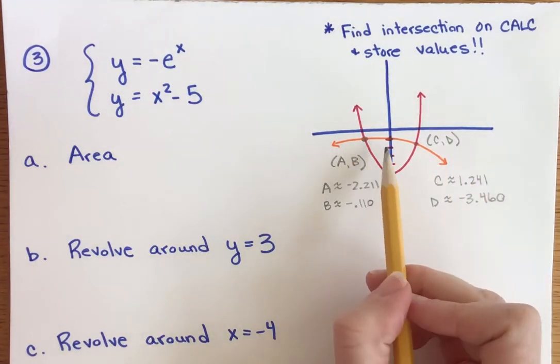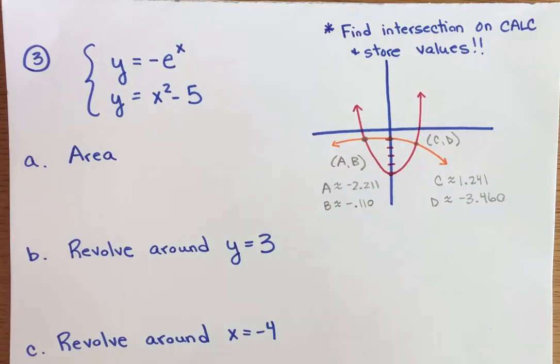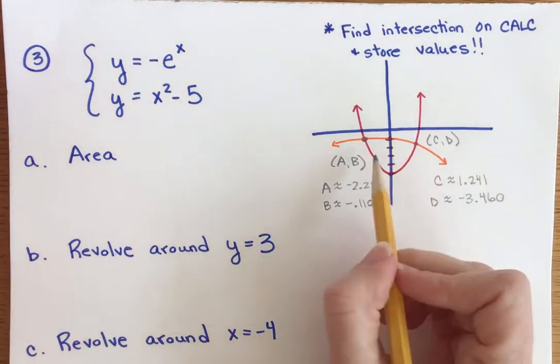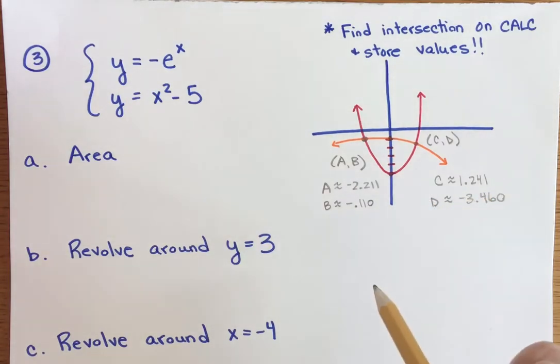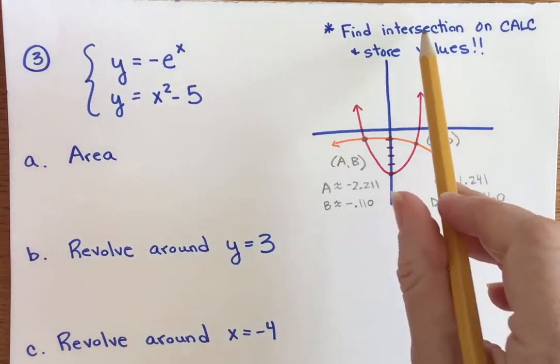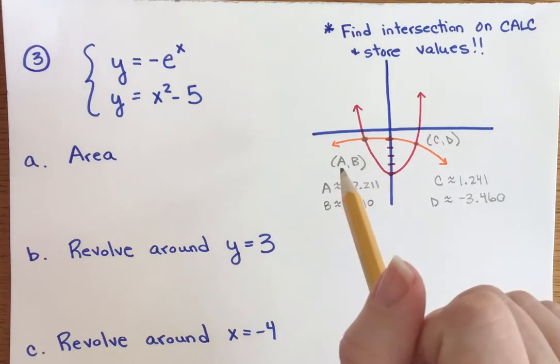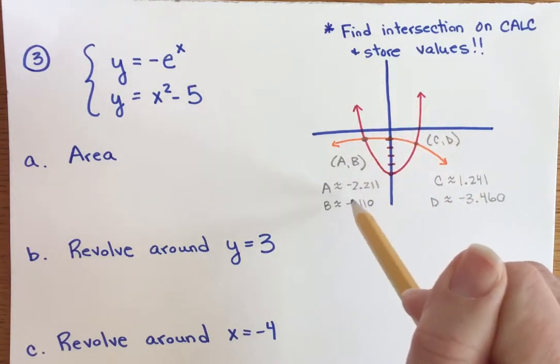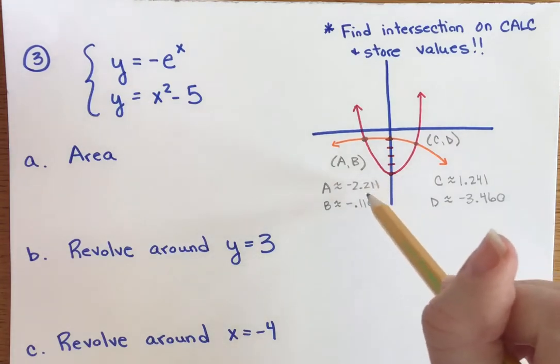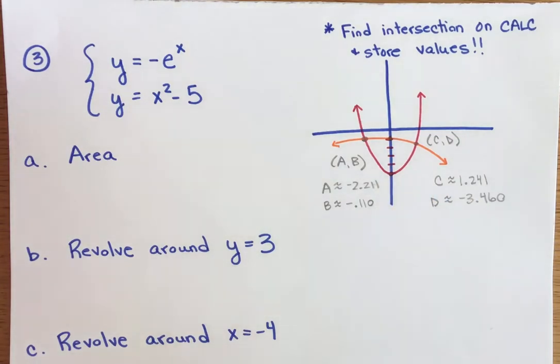The first thing you should do is graph both of these functions on your calculator. We do not actually have the ability to find our intersection points using our Algebra 1, so you need to find the intersection on your calculator. I would also strongly encourage you to store your values, and then please be sure to let us know where those values are so that we can interpret your work correctly.